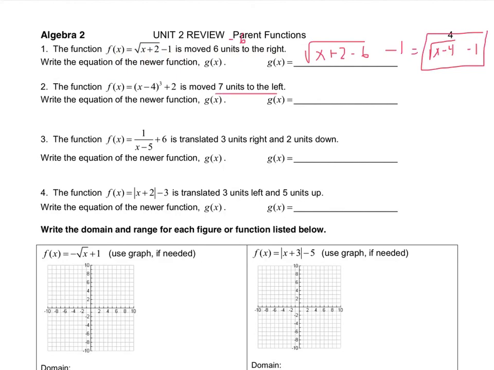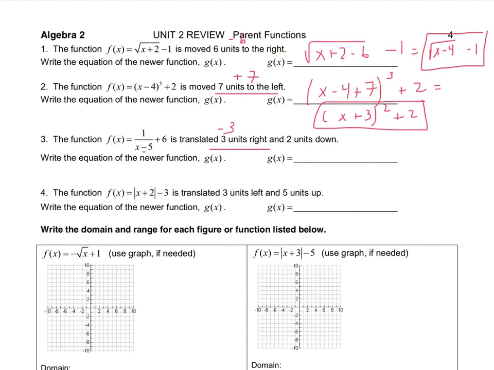Move 7 units to the left, it means you have to add 7 on the inside. So x minus 4 plus 7 cubed plus 2. So it's going to be x plus 3 squared plus 2. Now, translating 3 units right, it means minus 3 on the inside or with the x. 2 units down, it means subtract 2 from the outside, or whatever number is not next to the x. So it's going to end up to be x minus 8 plus 4. So that's going to be your final equation.